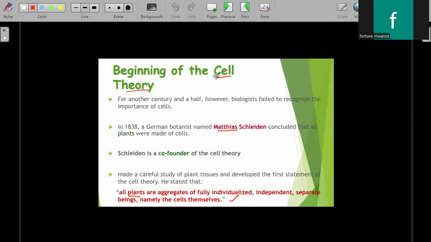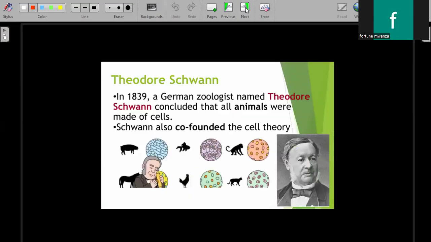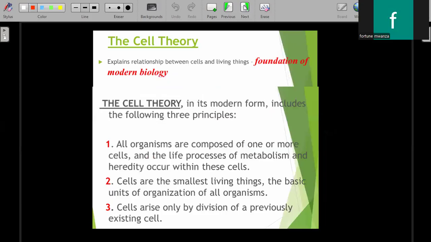This is very examinable. You should be able to know all these three cell theories. Let us just run through the three cell theories. The first one said all plants are made up of cells. The second one said even animals are also made up of cells. And the last one concluded that all cells are able to divide to form new existing cells. So those are the three cell theories we have.